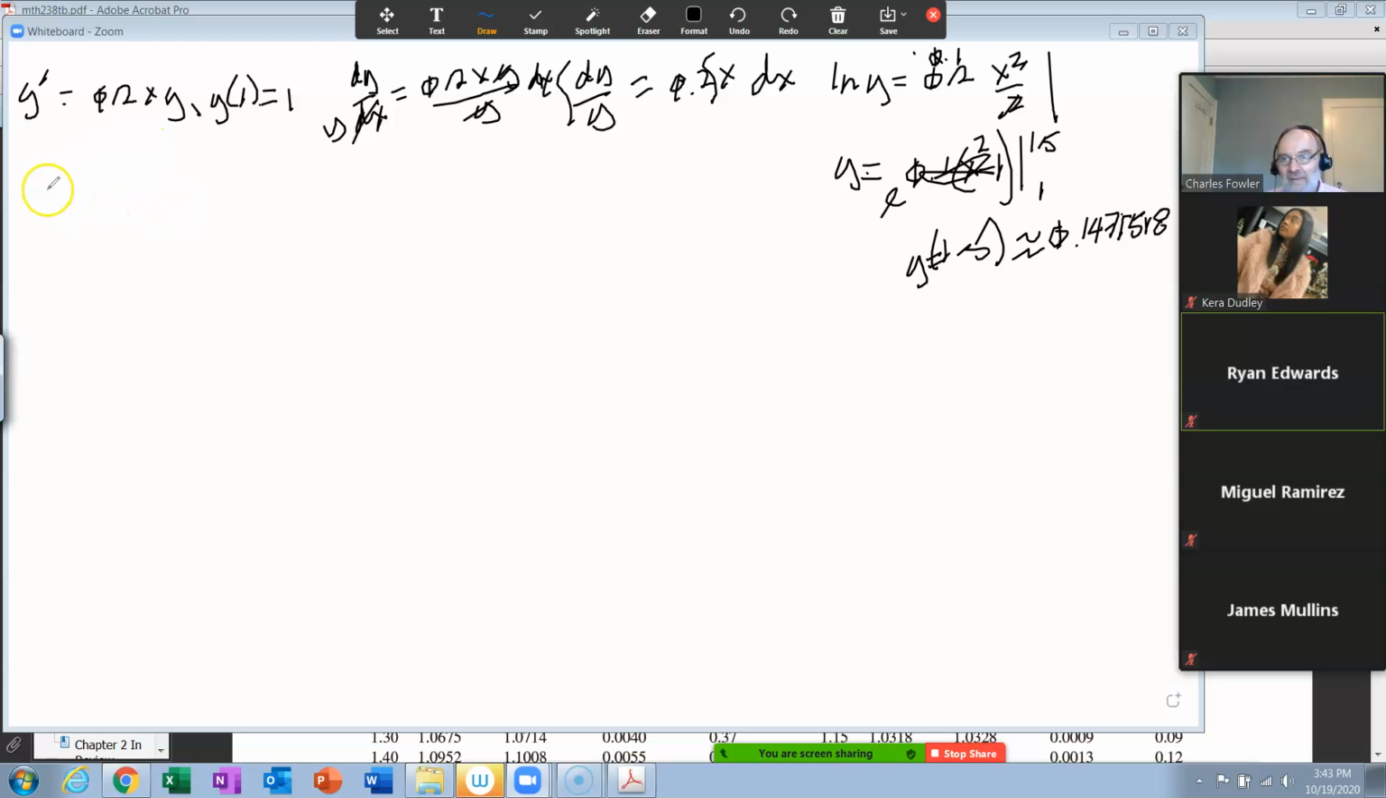Okay, here is our Euler's method. y sub n plus 1 is equal to y sub n plus the step size 0.1 times this thing here. And this one right here is 0.2xy. Okay.